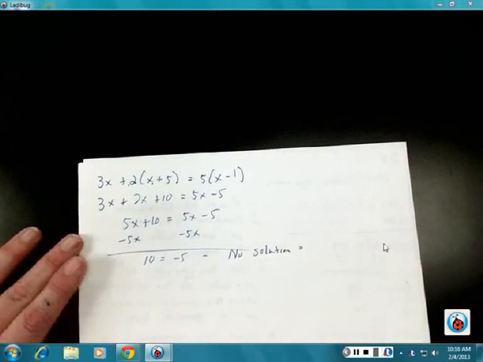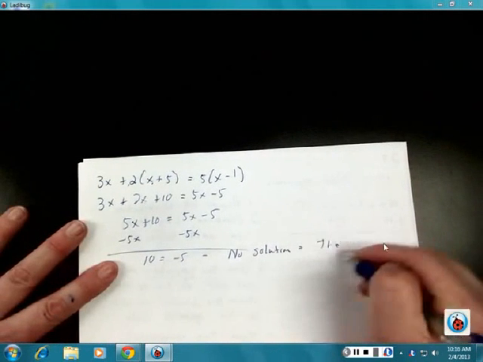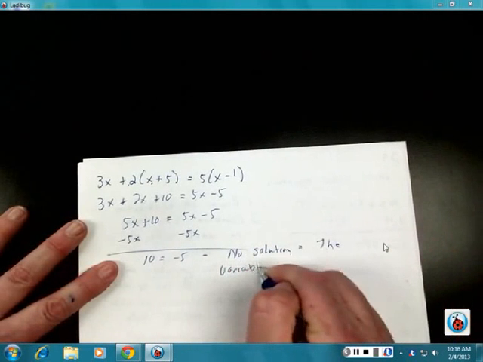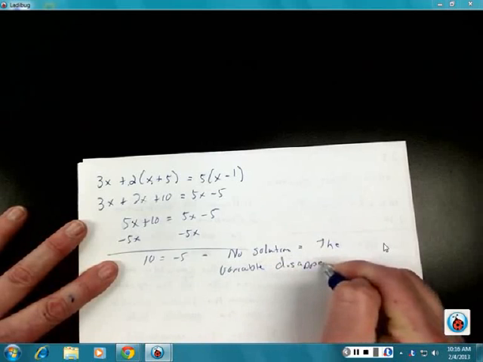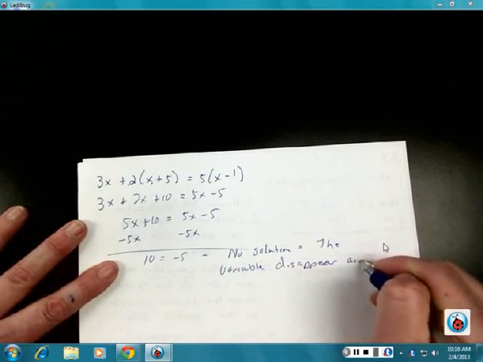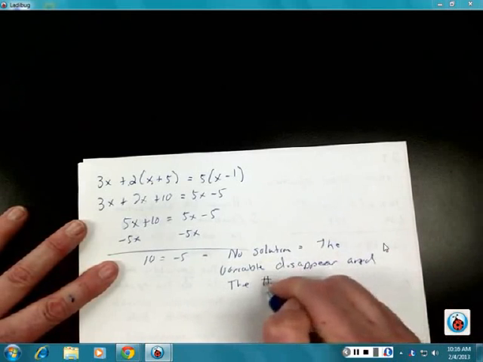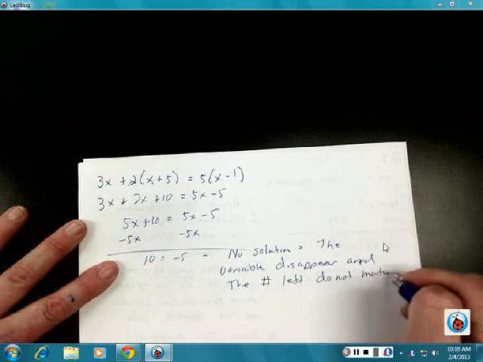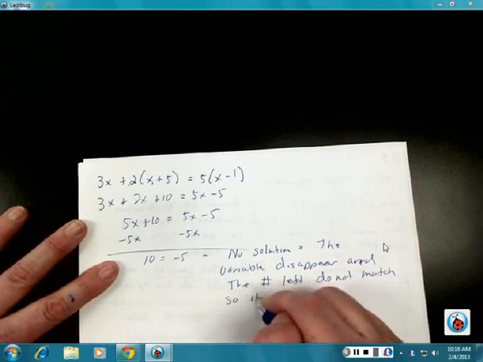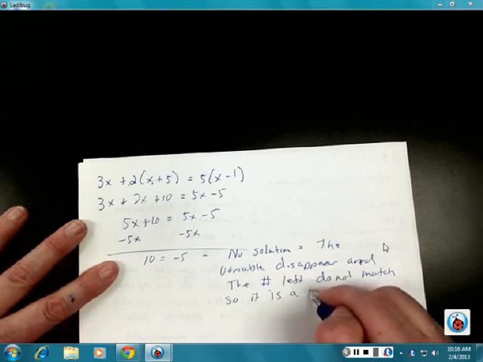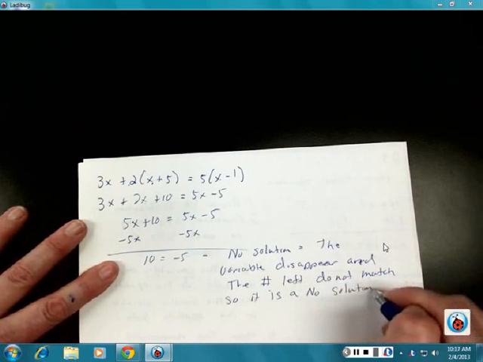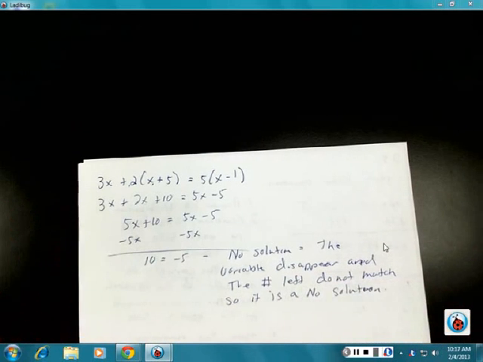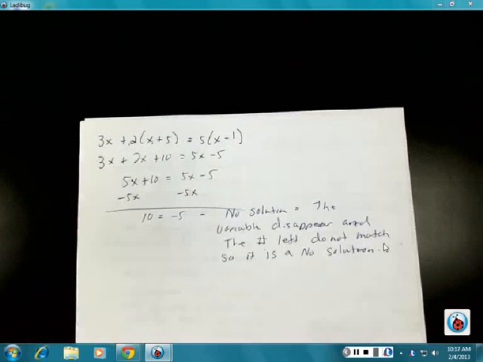So in a no solution situation, the variables disappear and the numbers left do not match, so it is a no solution problem. Meaning that there is no value that you can put in for x that's ever going to make this thing work. It will never work. It never has any ability to come out and to work out correctly.